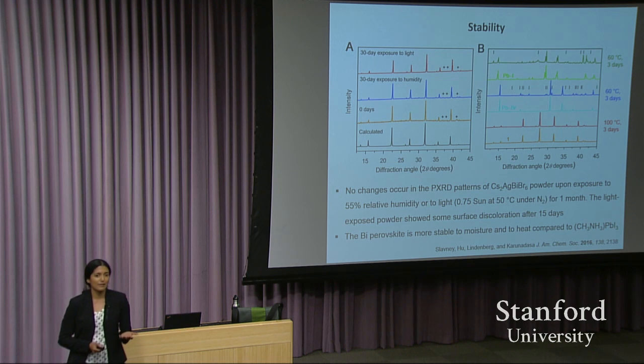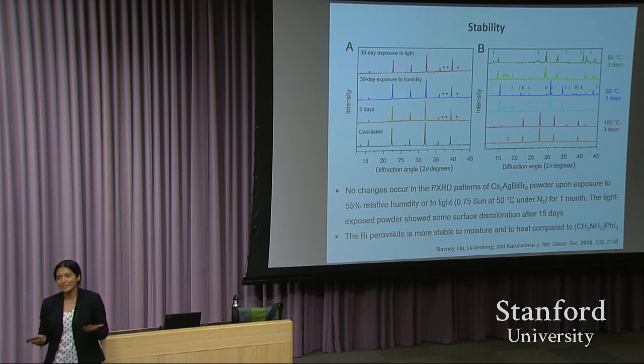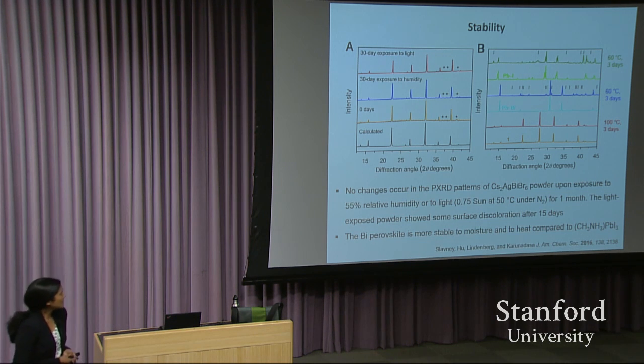Your standard solar cell reaches 80 degrees routinely. When we manufacture these devices, we often will anneal at 100 degrees Celsius. So built-in thermal stability is very important for solar cell absorbers, and this material, because it's completely inorganic, can be heated at 100 degrees for 3 days without any change.